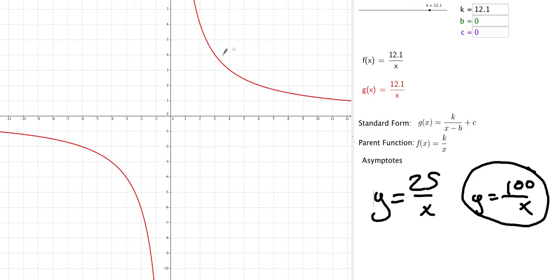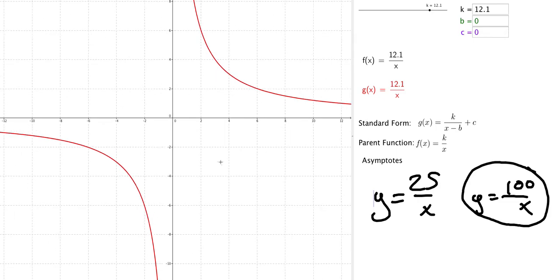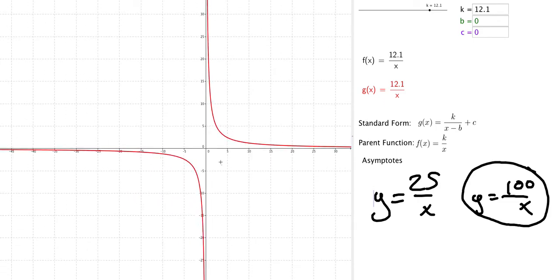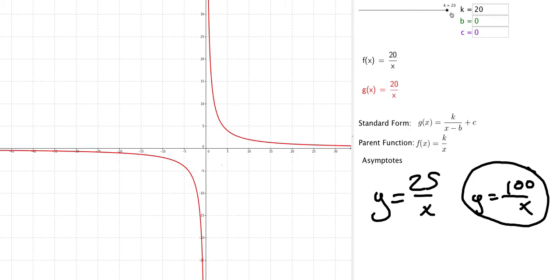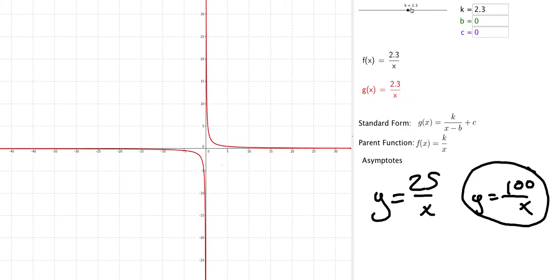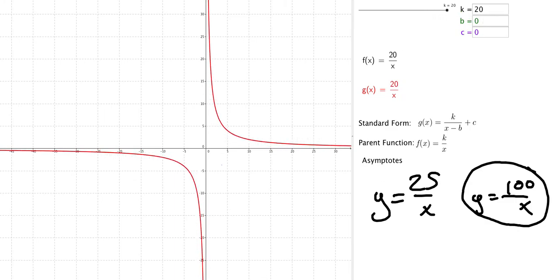I can't even show it to you on this scale. I would have to zoom out quite a bit to even put that on there. And actually my k value doesn't even go high enough. I've only got it set to go to 20. But you can imagine it's going to do the same thing. It's farther away.